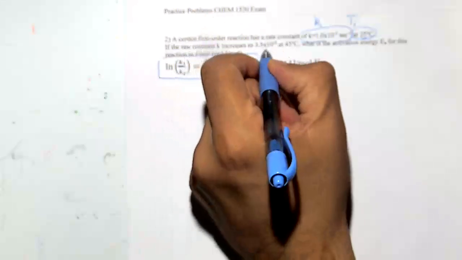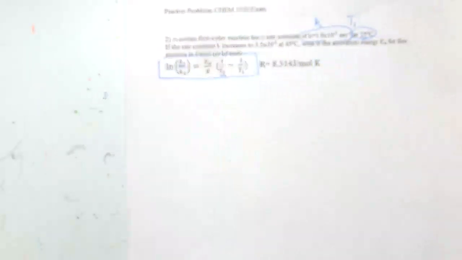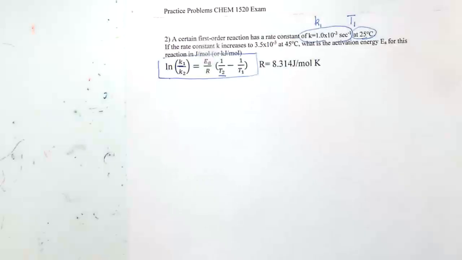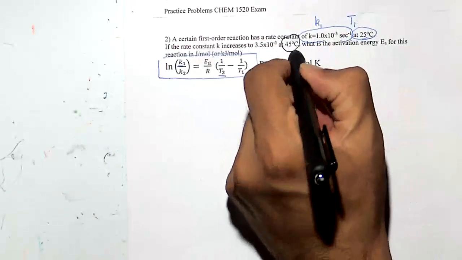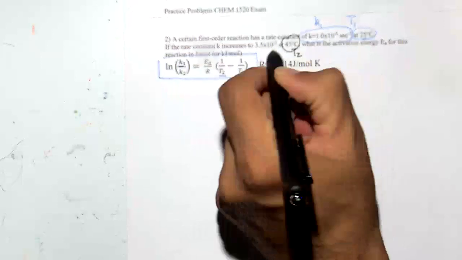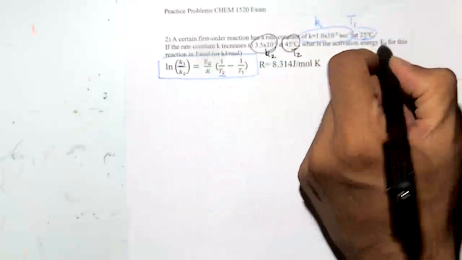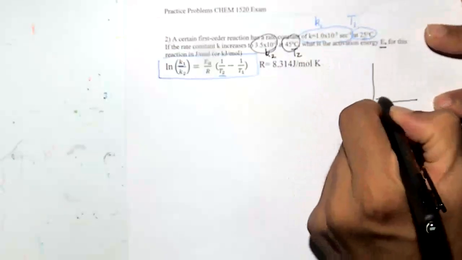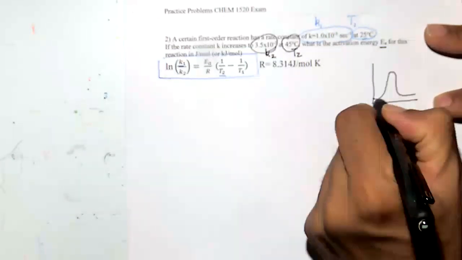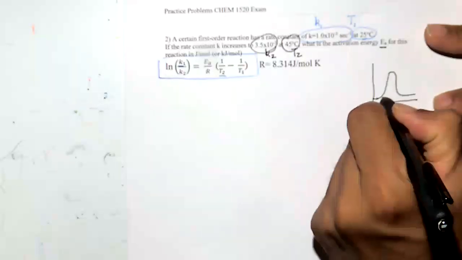And then the rate constant will increase with a new temperature. So they increase the temperature from T1 to T2. And when they increase the temperature, we have a new rate constant K2, so they want the activation energy. So just as a reminder, the activation energy is the hump. Okay, it's the hump.